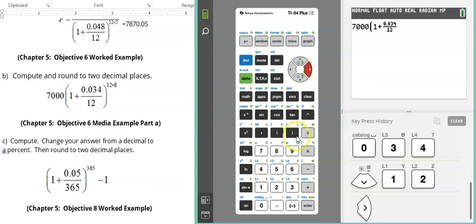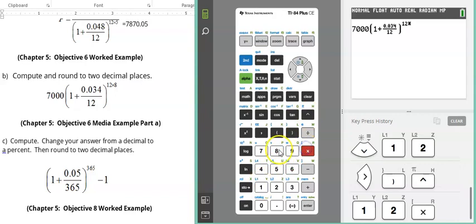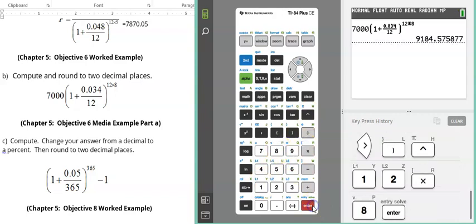Move to the right, close the parentheses, and now we need an exponent of 12 times 8. So we'll use the caret button and multiply 12 times 8. And here's our result. It says to round to 2 decimal places, so that's 9.184, and this would round up to 0.58.